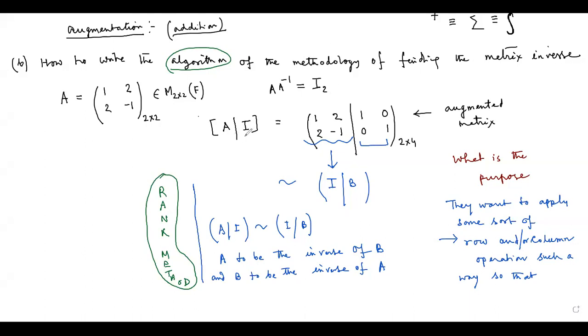Augmentation part means, what is a matrix? A matrix is always associated with a system of equations. In a system of equations, many things are there. Variables are there, the coefficients of the variables are there, and the right hand side, which I wrote on the previous slide. For example, x plus 2y equal to 1, minus x plus 2y equal to 3.